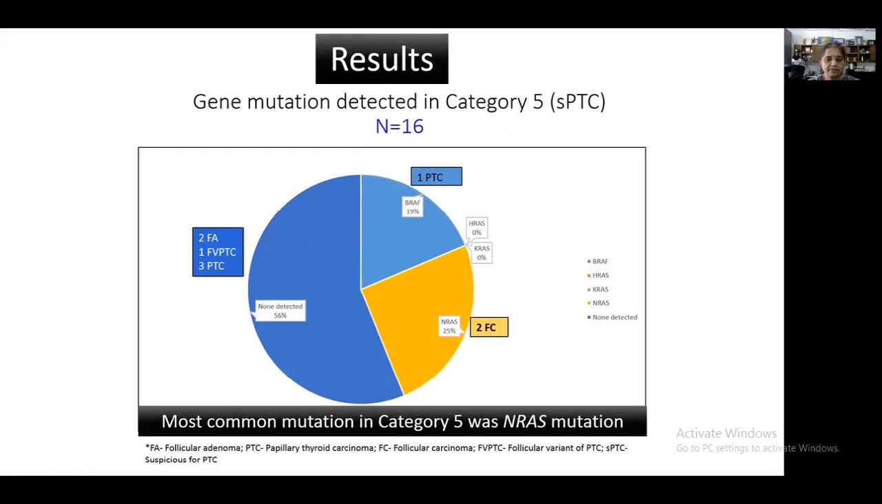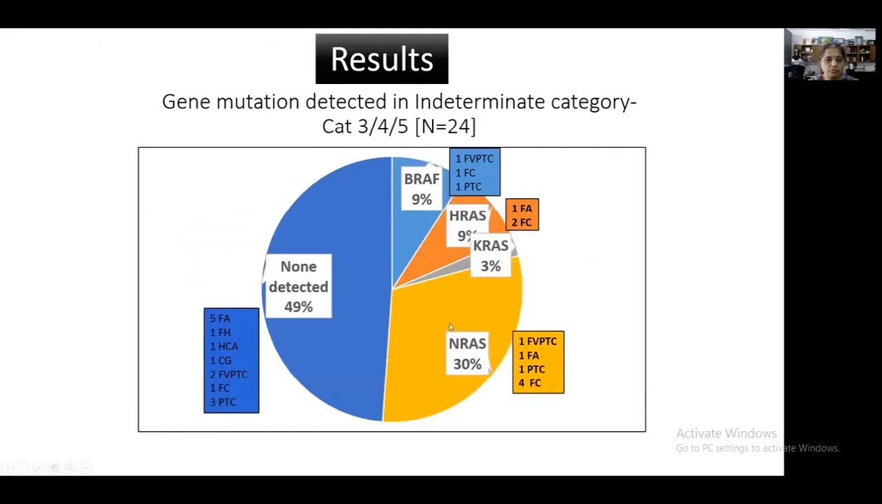Similarly, in CAT5, we can say the majority were BRAF positive, and we only had histological follow-up in 1 PTC, and NRAS was positive in 2 follicular carcinomas. So if we put the 3, 4, 5 categories together, you can see that no mutations were detected in half the cases, but mutations were detected in the other half.